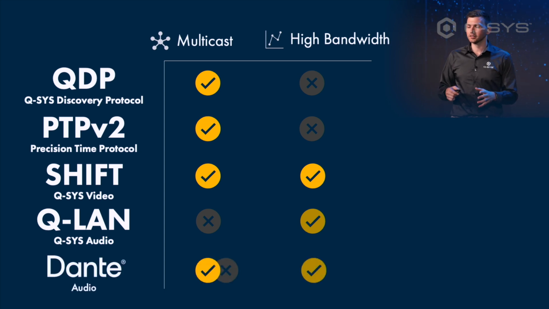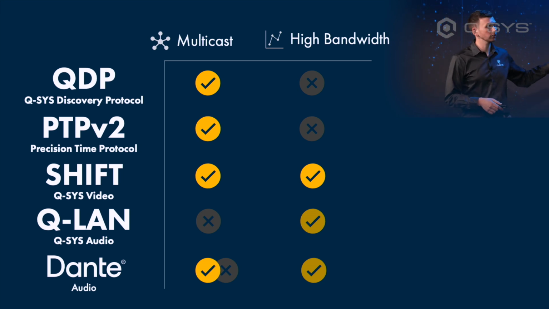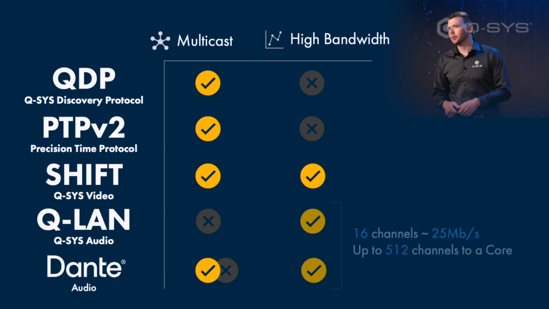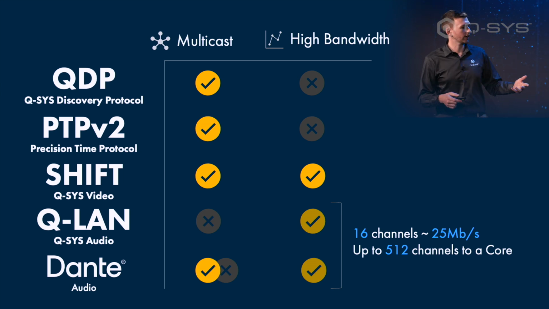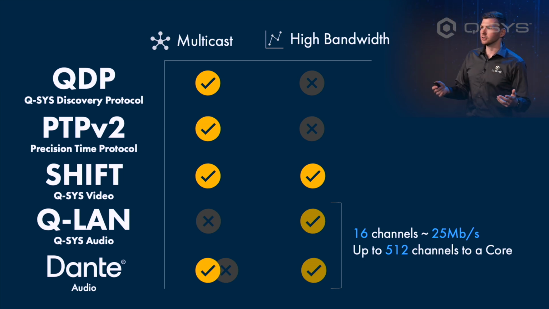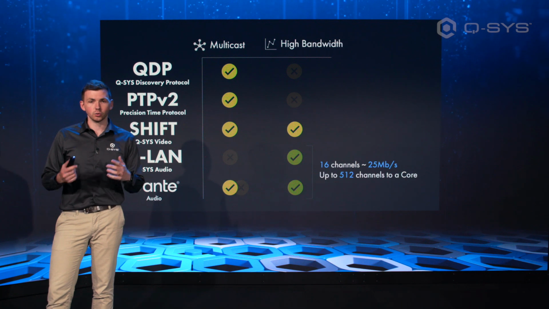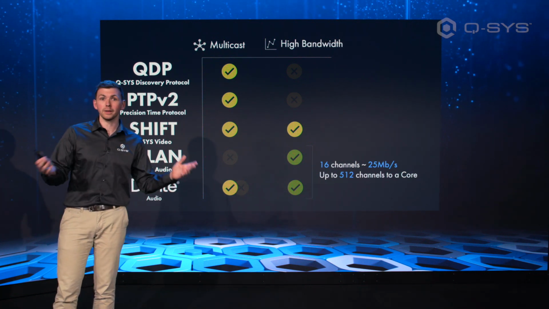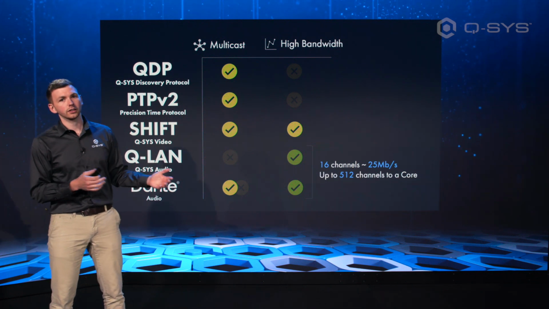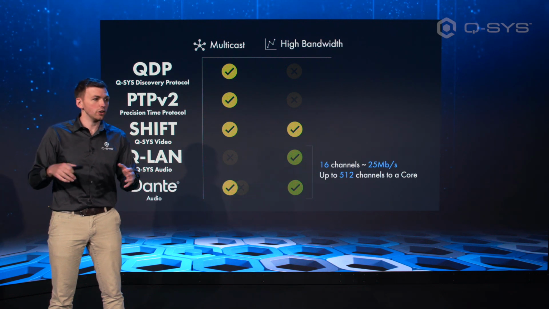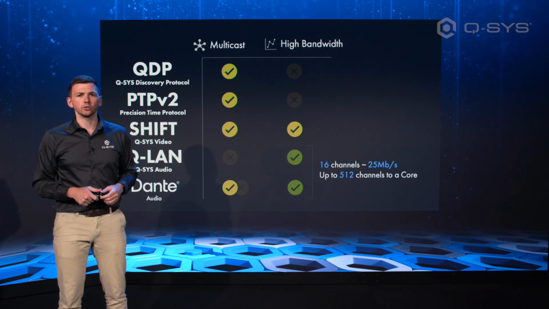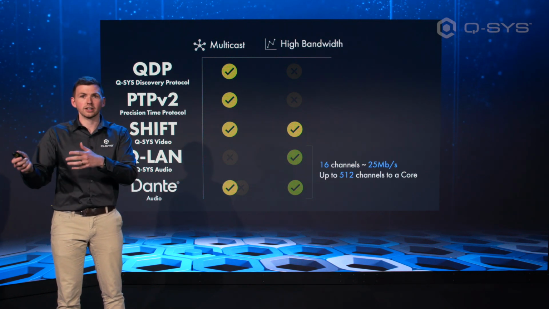And Dante is a similar sort of bandwidth, but Dante can be unicast or multicast depending on how you set it up. And the bandwidth for both of those, roughly the way you can think of it, is 16 channels is around 25 megabit per second. You can have up to 512 channels going into a Q-SYS core on the biggest Q-SYS core, and 512 channels going out. And that's around 850 megabit per second. So in a really heavily utilized system, you could have a lot of audio going to and from the core, and you could have a lot of video, but remember that the video doesn't go to the core, it just goes to the device that actually needs it.